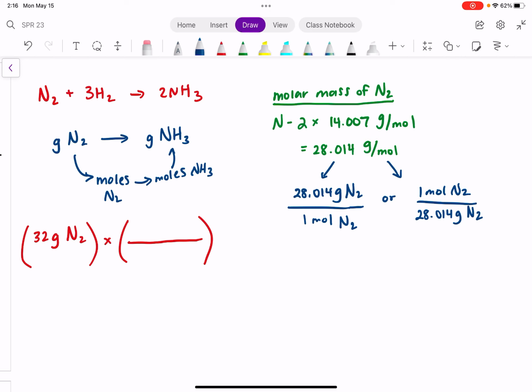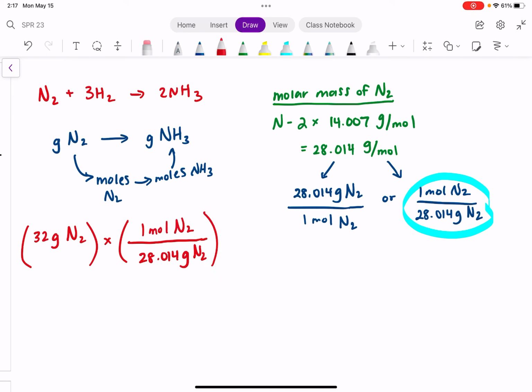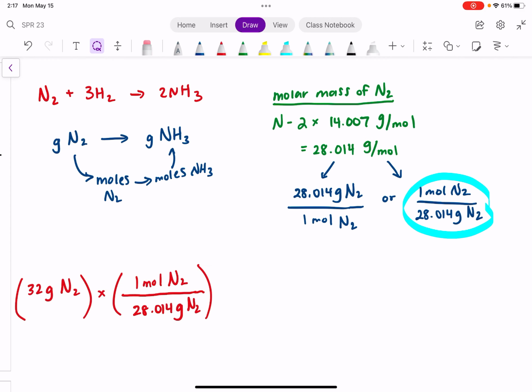So which conversion factor do we want to use here? Remember, our goal is to cancel out those grams, so this is the one we want. Let's plug that in: 28.014 grams of N2 per every 1 mole of N2. Let me scoot this down a little to have more room. Now we can cancel out those grams of N2, and we're left with moles of N2.